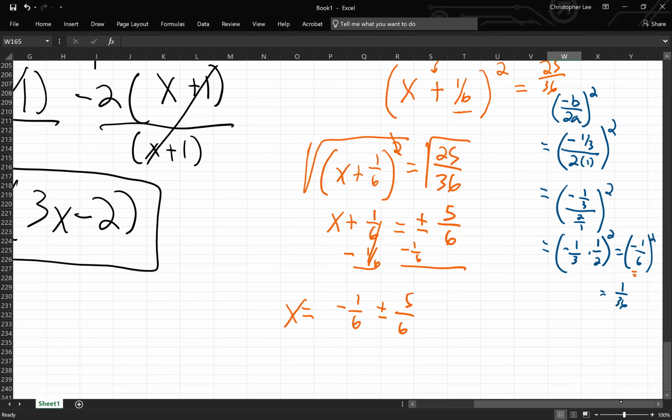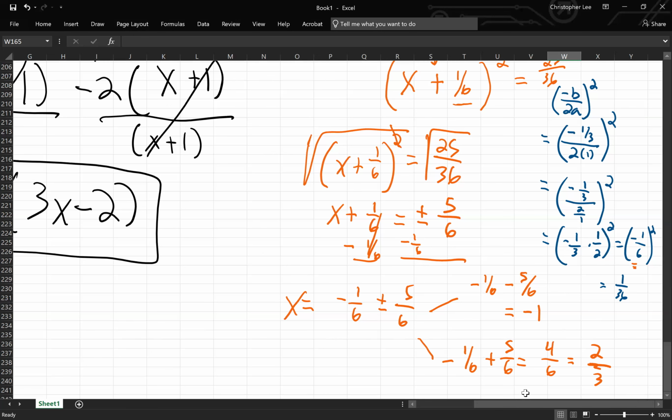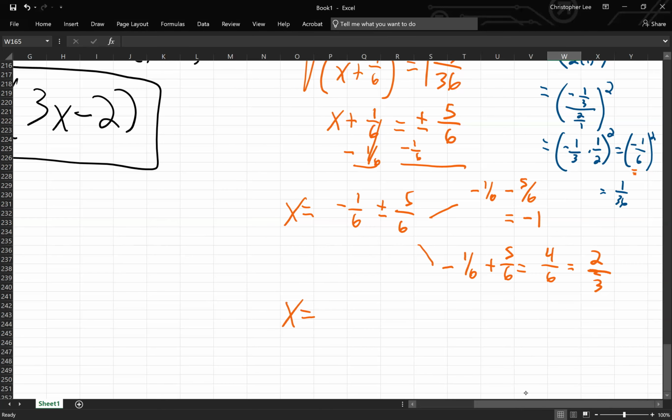Remember that this is two answers, right? One answer is negative 1 over 6 minus 5 over 6. Let's just call that negative 1, right? And then the other one is negative 1 over 6 plus 5 over 6. Let's call that 4 over 6. 4 over 6 could get reduced. Let's call that 2 over 3. All right. So now I have two answers. I have x is equal to negative 1, and I have x is equal to positive 2 over 3.